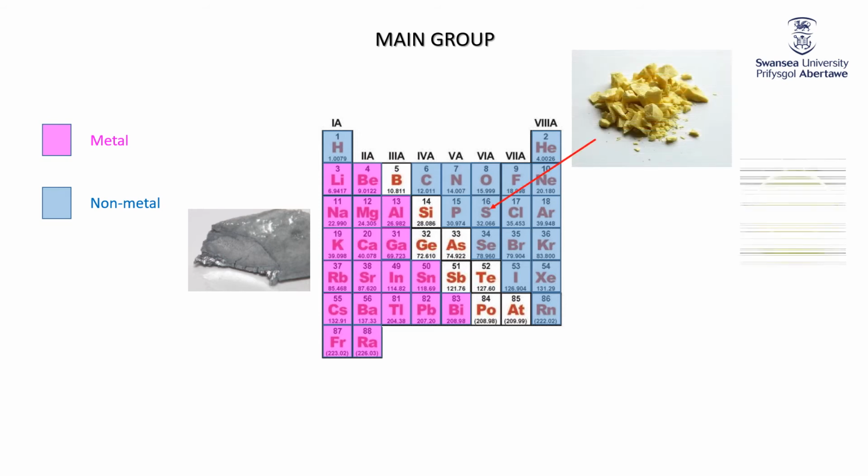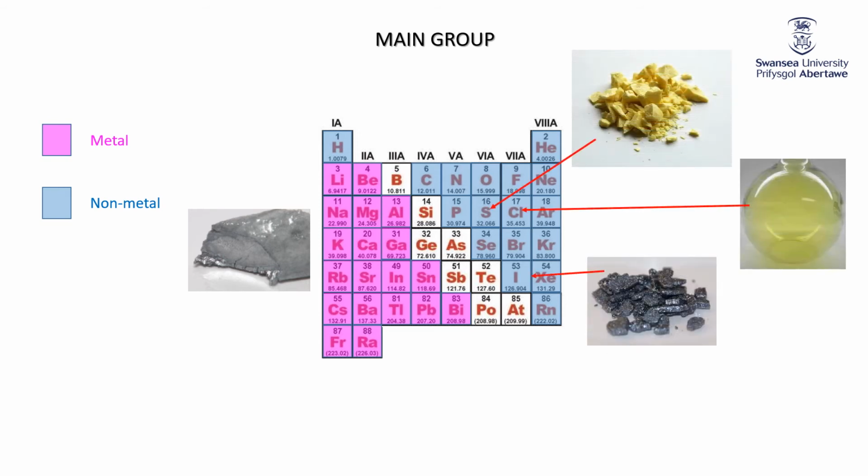Non-metals, and here's some pictures of them. There's sulfur. Definitely not ductile, not malleable, generally not shiny. Chlorine, of course, is a gas. And then iodine is a solid, and it's shiny, but it doesn't conduct, and so forth.